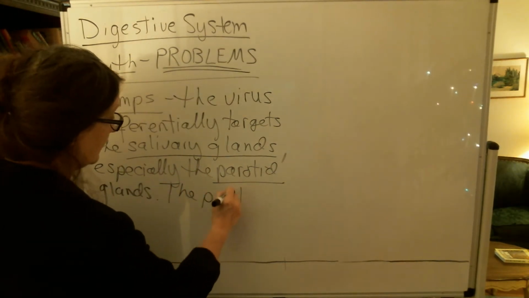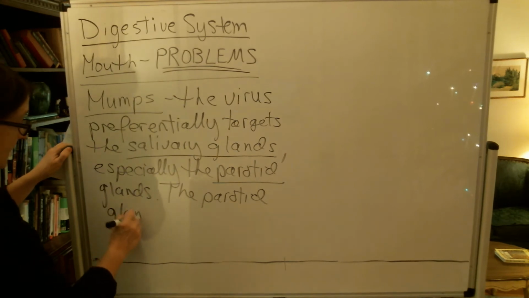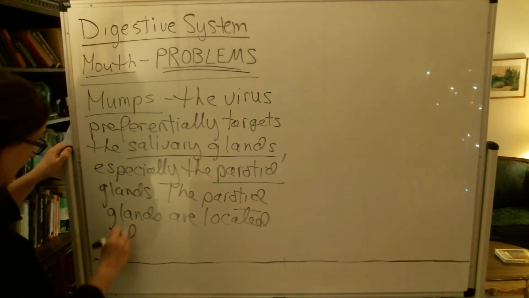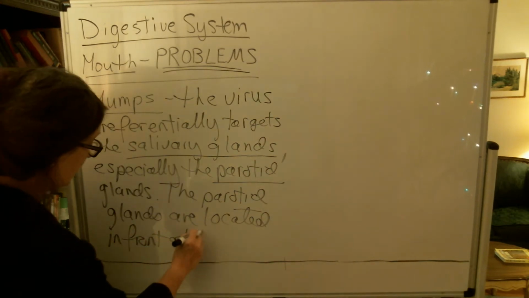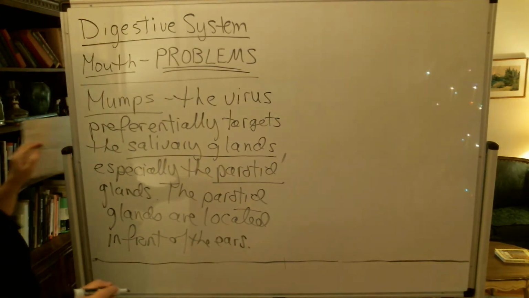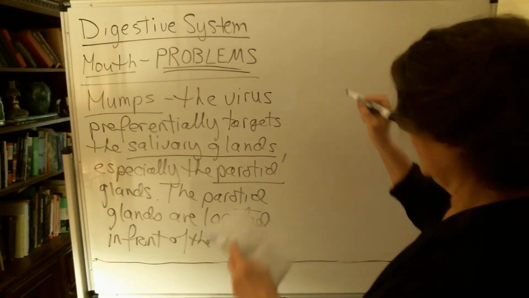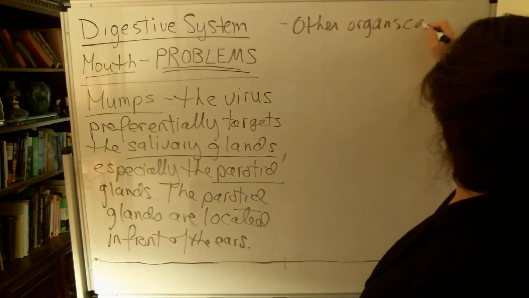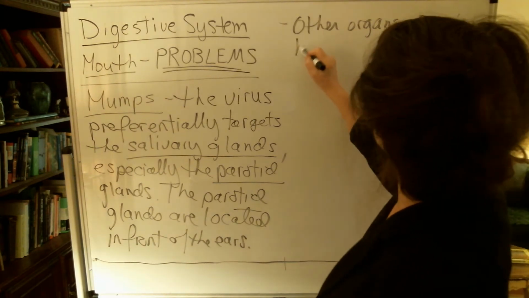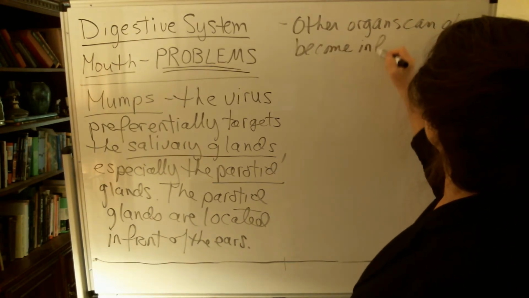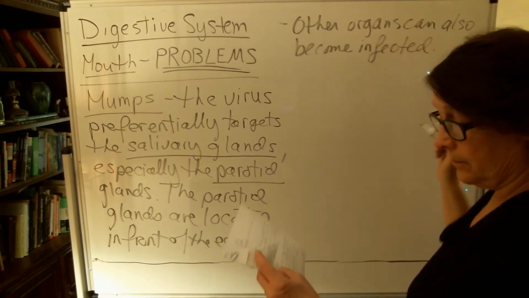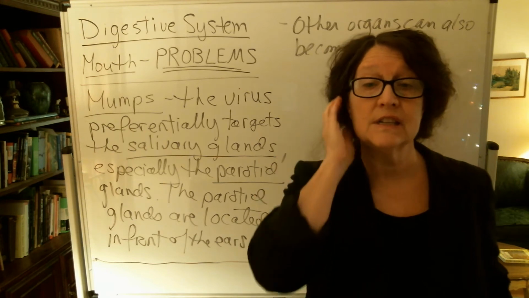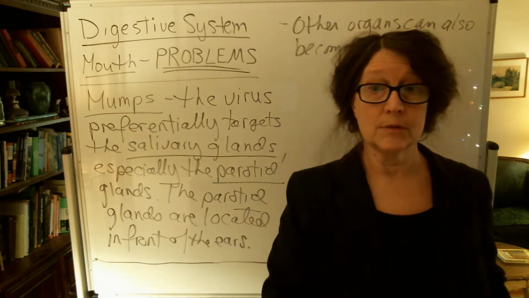And the parotid glands are located in front of the ears. And other organs can also become infected. So if you've ever seen photographs of people who have the mumps, this was a classic childhood disease, they would have a swelling here, or sometimes in both places.